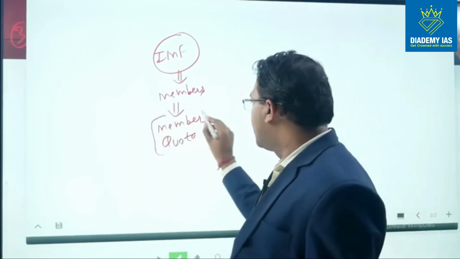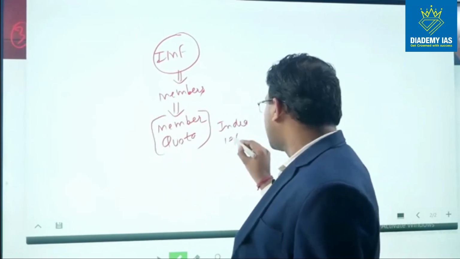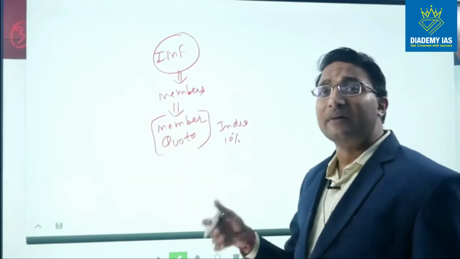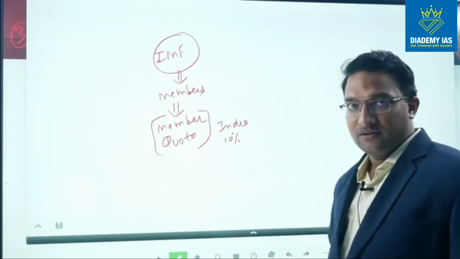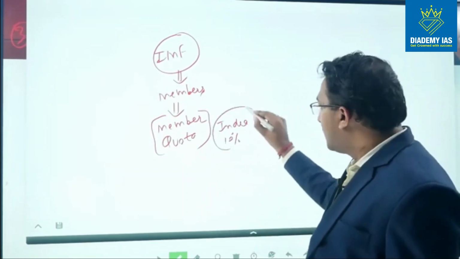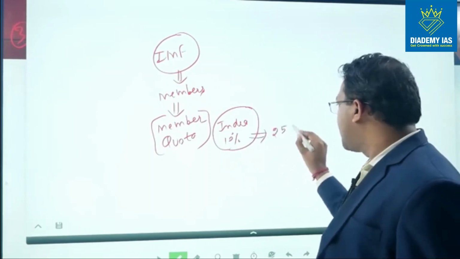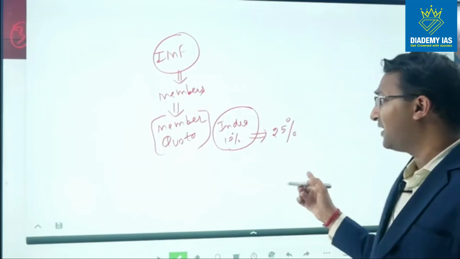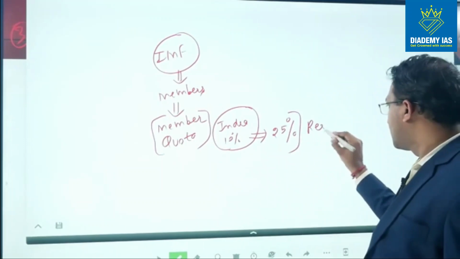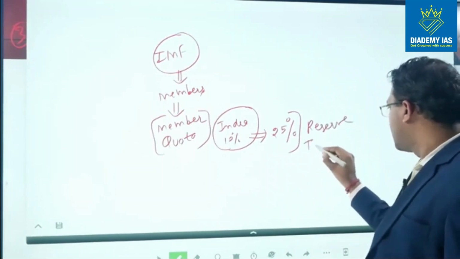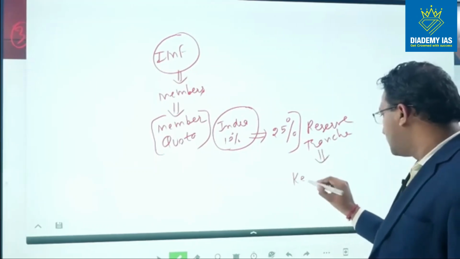For example, India's quota is 10%. So this we are taking as an example. This is not the accurate figure. For example, India's membership quota is 10%. Now, out of this 10%, 25% of this 10%, this is the reserve tranche. So this will be kept with the RBI itself.